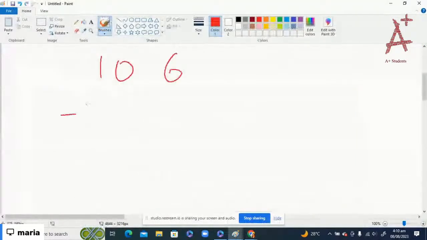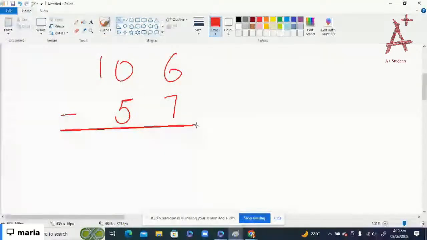106 minus 57. This one is a bit complicated, but not very much. Look here. Is 6 out of 7 possible? Sorry, no, because 6 is small and 7 is a bigger number. We take a borrow from the neighbor, but here it is 0. That means nothing. Is it possible to take from 0? No.